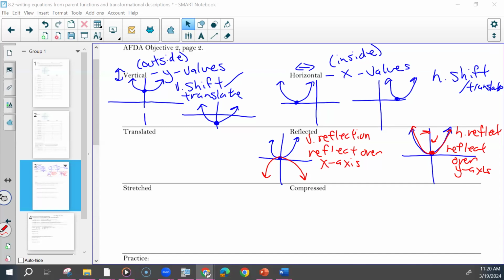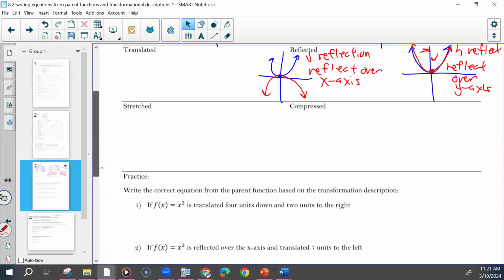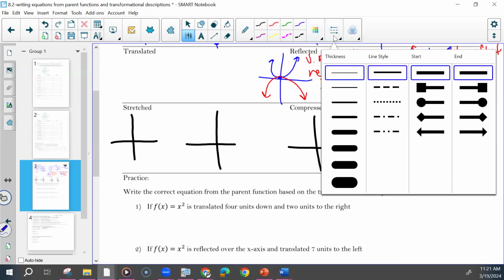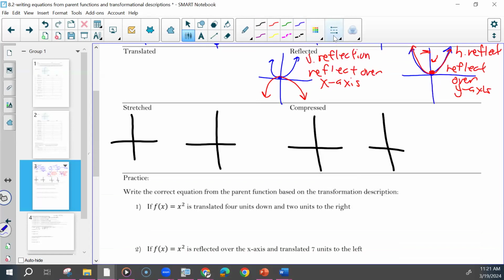What do you think? Okay. For stretch and compress, we're going to draw two graphs for both. One is going to be for the vertical and the other is going to be for the horizontal. So we talked together last class about vertical stretches and compressions, but not about horizontal. We won't be dealing a whole lot with horizontals. You just need to know what they look like.